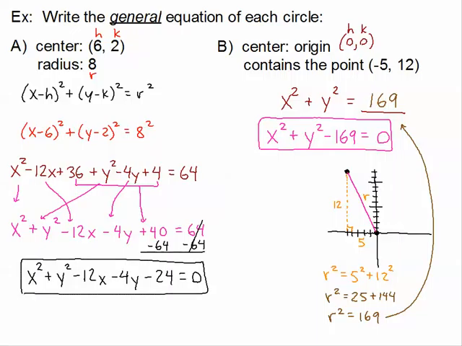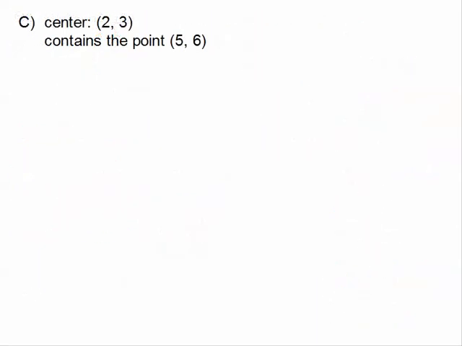I've got one more example for you in this tutorial, and here it is, part C. Again, I'm giving you the center, which is just giving away h and k. I kind of need to do that each time. And this time it contains the point (5, 6). So it's very similar to our previous one, except we have a different center.